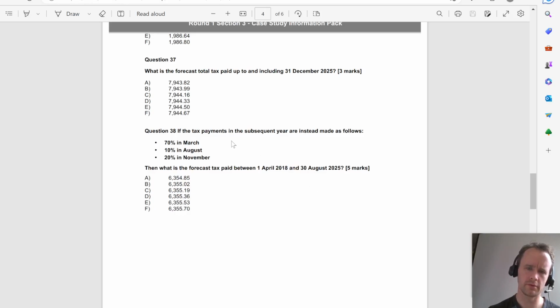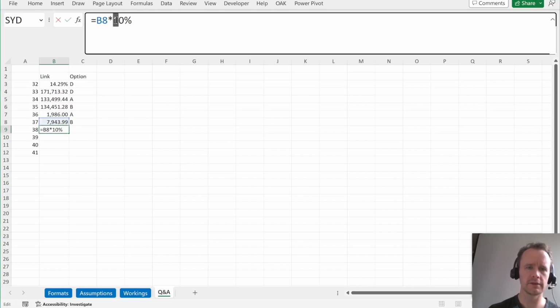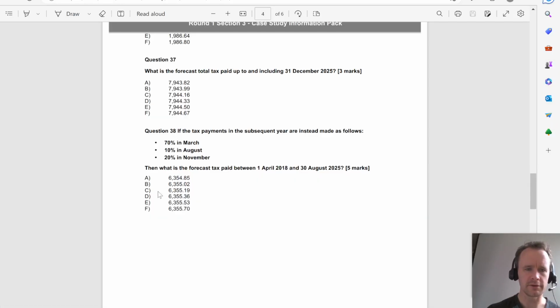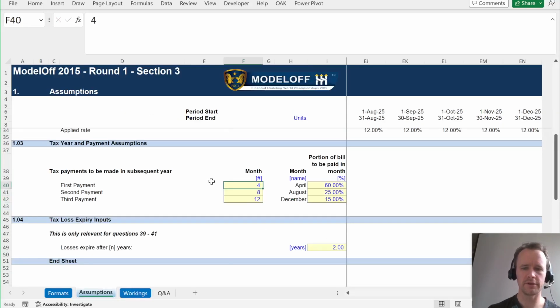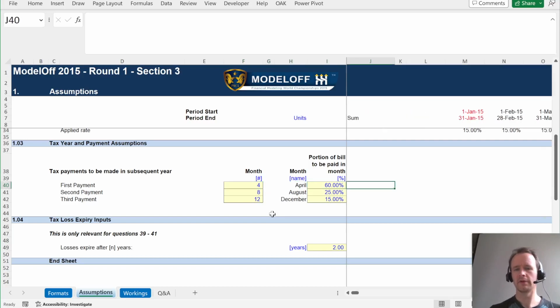Tax payments. Oh, sorry, I beg your pardon. Yeah, so you're also picking up, I was looking at April to August in 25, but it's April from way back to August in 25. So you're picking up the 70% and the 10%. So that should be times 80%. So 6355.19, which is C. But just for the sake of it, let's build a model that has some flexibility here.